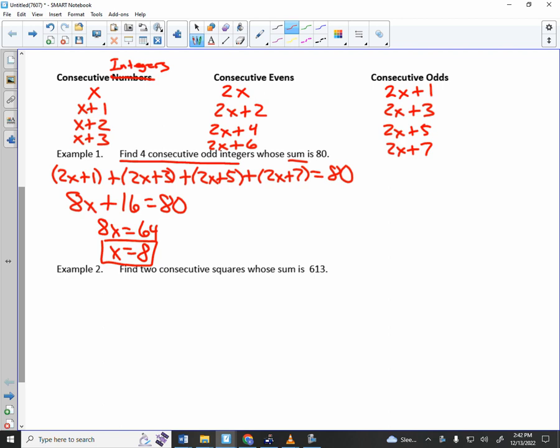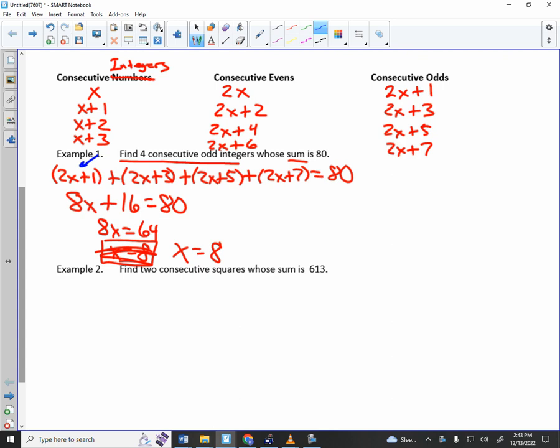No, that's not my answer at all. I told you the answer ahead of time. It's not 8. So let's look back at this solution up here, or the question. It says, find 4 consecutive odd integers. Notice that this is one of my odd integers. It's not 8, it's 2x plus 1.